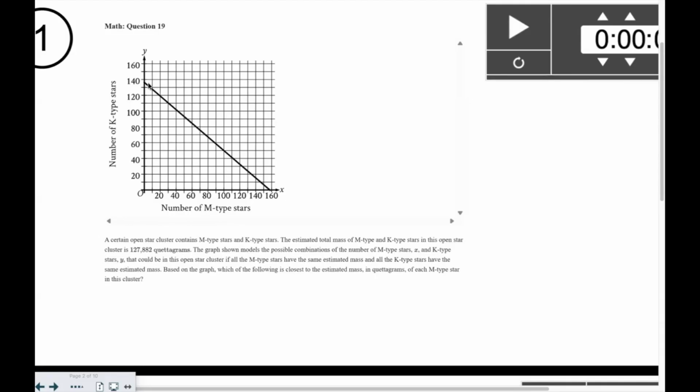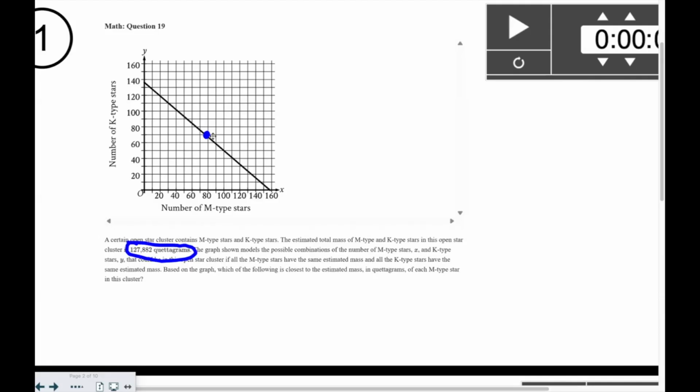So the idea is this is all the combinations of the M type stars and the K type stars. For example, this point here would mean you have 80 of these and 70 of these. The M type stars each weigh a certain amount, and the K type stars weigh a certain amount. When you add the masses of 80 of these and 70 of these, it's going to be this number.